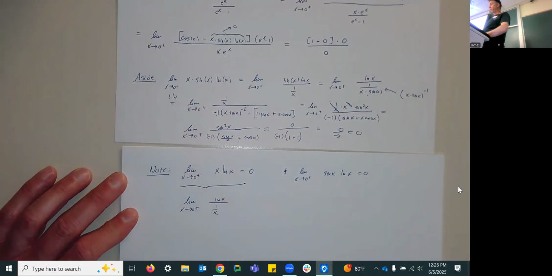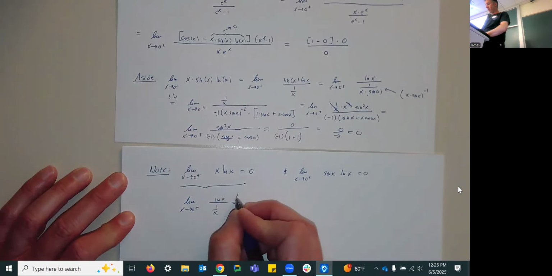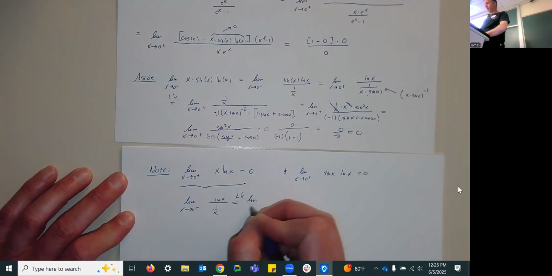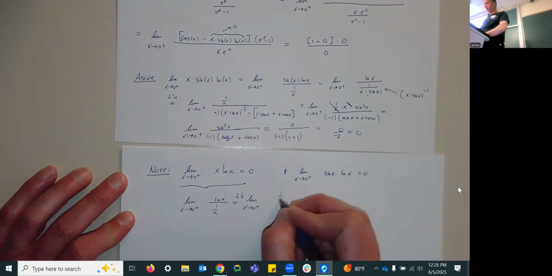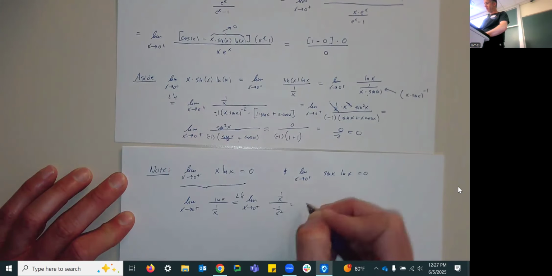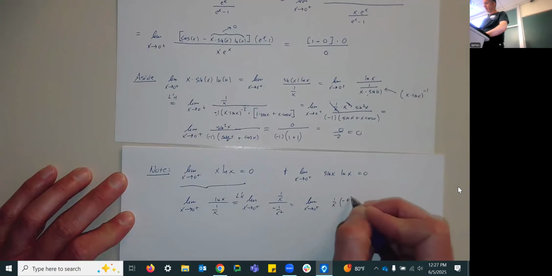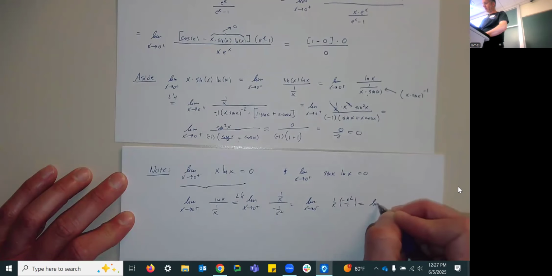The limit as x goes to 0 of natural log of x over 1 over x. Then if we use L'Hopital's rule, we get the limit as x goes to 0 of 1 over x over negative 1 over x squared, which becomes the limit as x goes to 0 of 1 over x times negative x squared over 1, which is the limit as x goes to 0 of negative x, which is just 0.